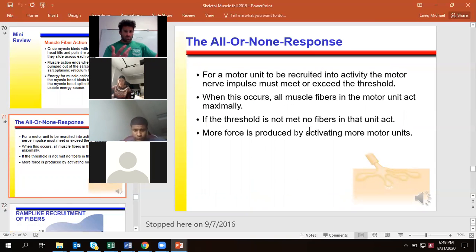Now, your muscles function on what's known as an all or none response. So that means once that signal is sent to that individual nerve, and we send enough action potential to the cell, we're going to get a contraction or not. We're not going to halfway it.